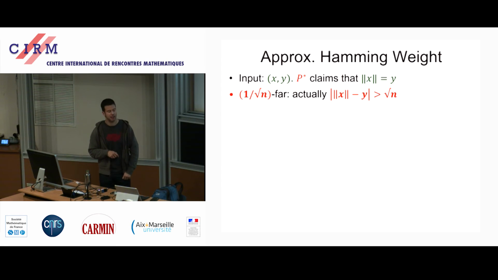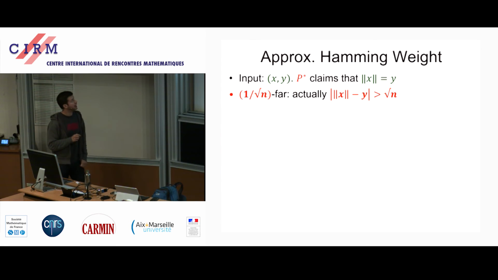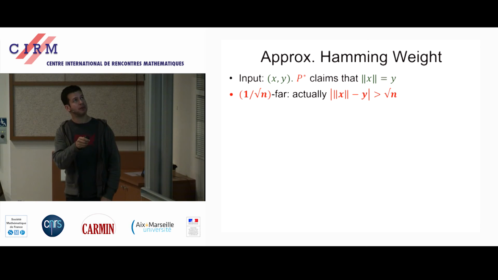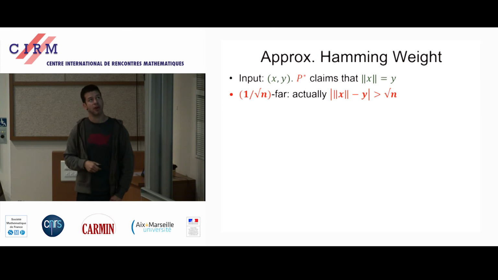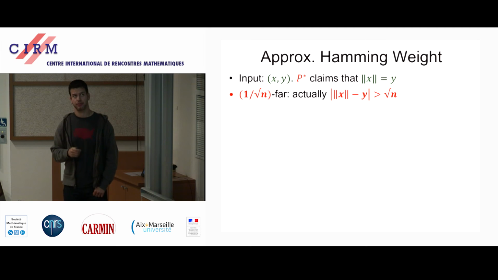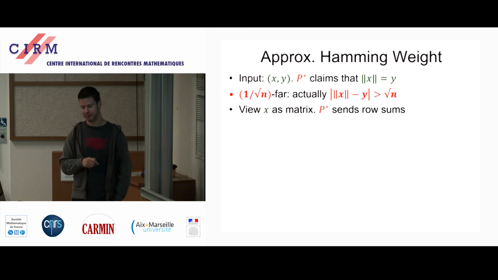So let's do it. We have our input x comma y, and the prover claims that the Hamming weight of x is equal to y. I'm thinking now of absolute Hamming weight, not fractional. So 1 over root n far means that actually the Hamming weight of x is at least root n bigger than y, say, or is root n away from y.